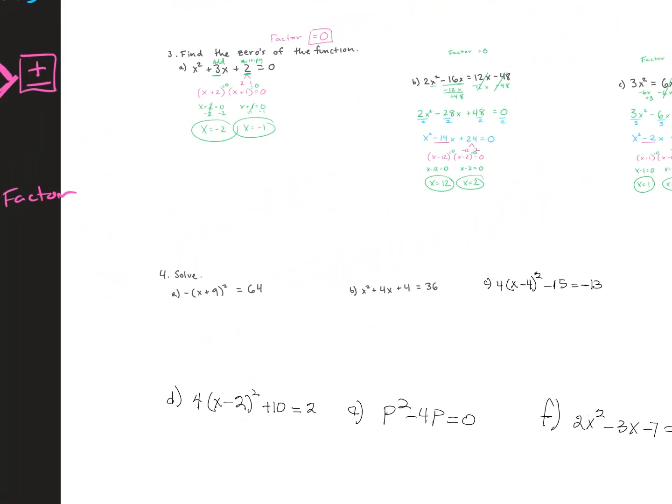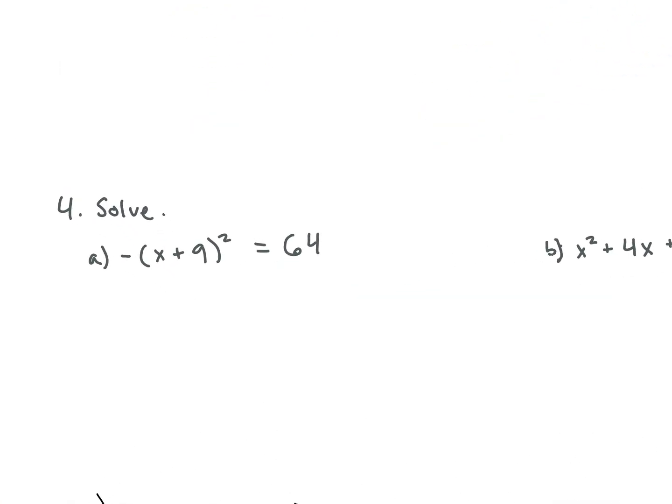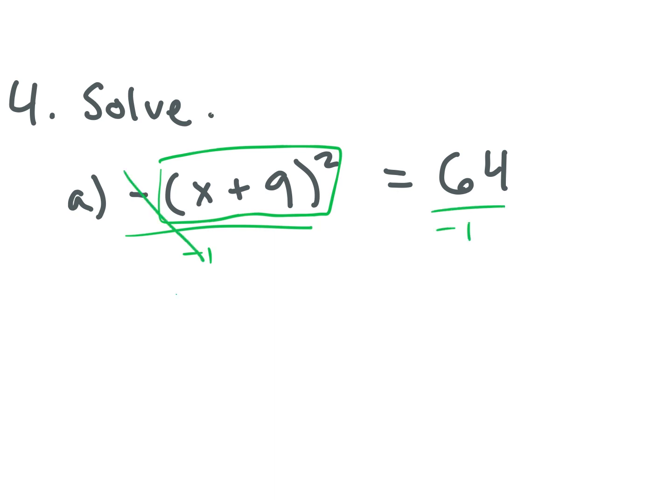All right, next. Number 4, again, we are solving. So let's look at A. So I want to get the parentheses squared all by itself. So how do I move that negative to the other side? Divide by negative 1. Perfect. So it cancels out. So I have x plus 9 squared is equal to negative 64. Now that my parentheses squared is all by itself, how do I get rid of the squared on top?